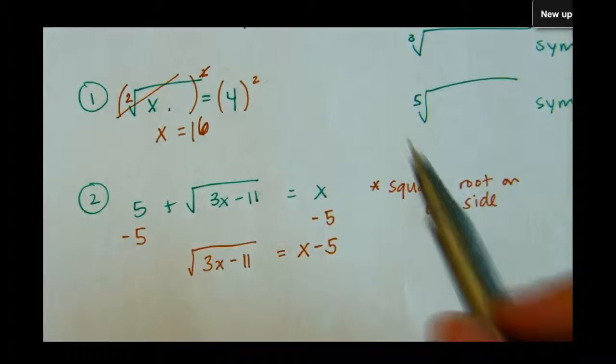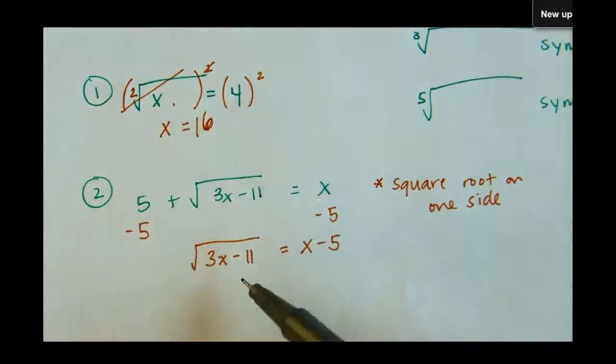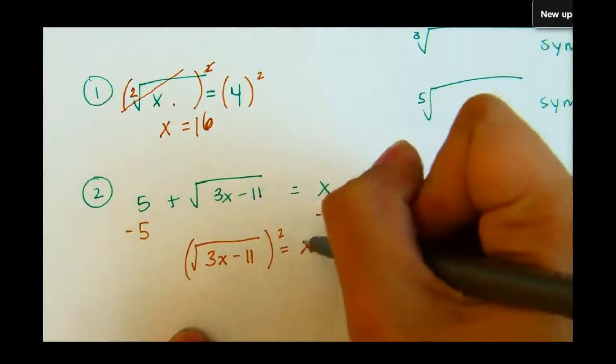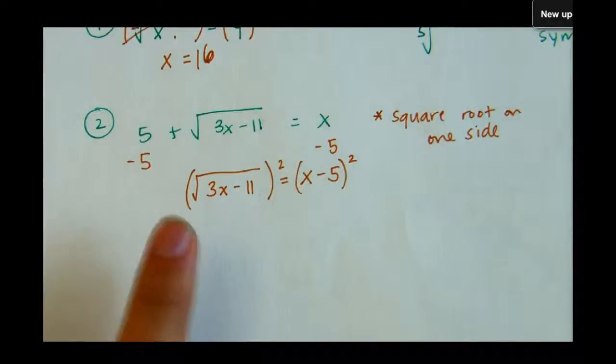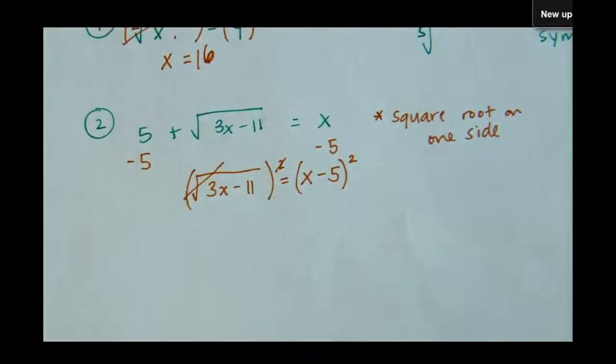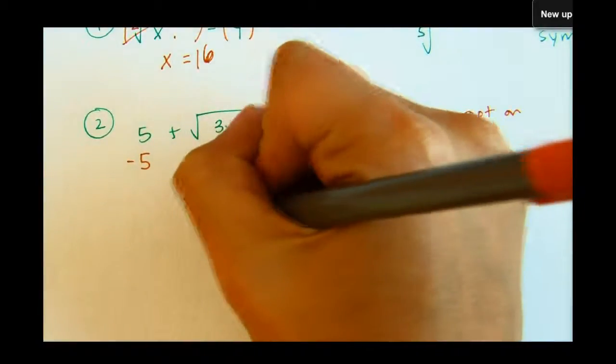So now I can do exactly what I did up here. I want to get rid of my square root. So in order to do that, I'm going to square both sides. When I do that, on my left-hand side, easy stuff, my square root just cancels out. I'm just left with 3x minus 11.